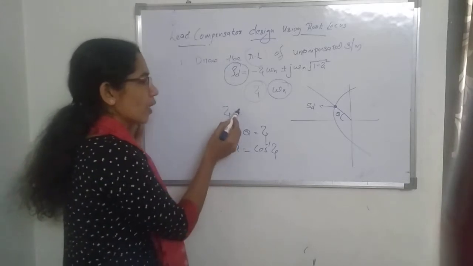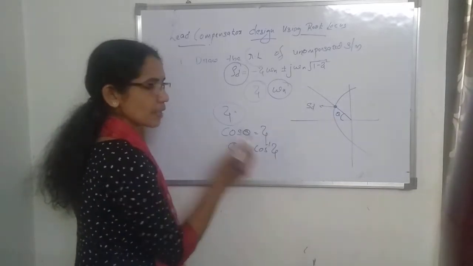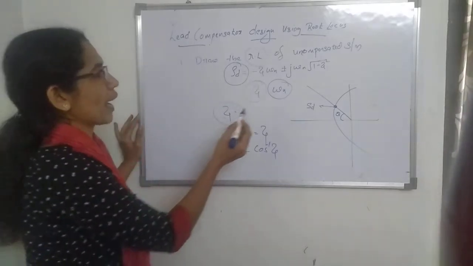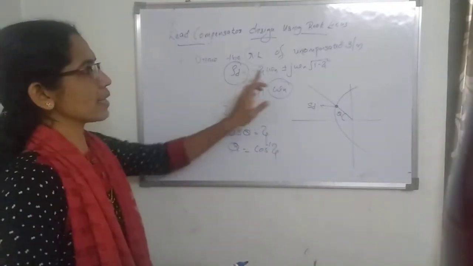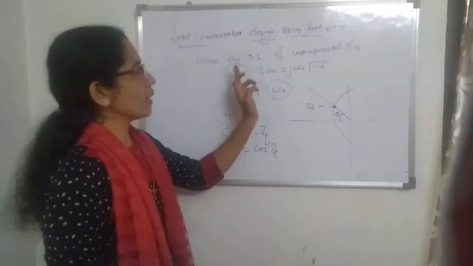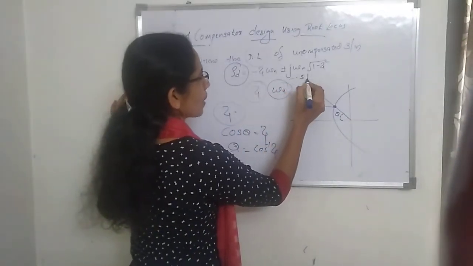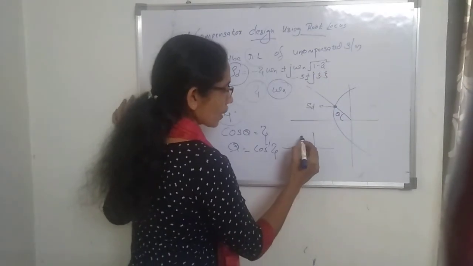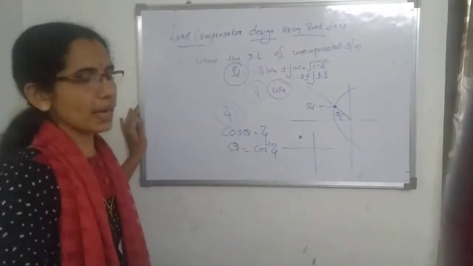If only zeta is known, we need to draw the root locus to find SD. Otherwise, if both zeta and omega n are known, we can find SD without drawing the root locus, using SD equal to minus zeta omega n plus or minus j omega n into root 1 minus zeta square. For example, SD is equal to minus 0.5 plus or minus j 3.5. On the root locus, we mark the dominant pole SD. That is the first step.